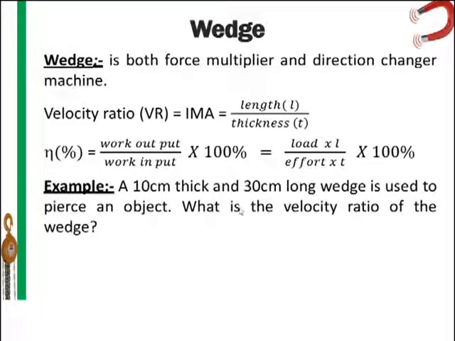So let's have a look at an example. A 10 centimeter thick and 30 centimeter long wedge is used to pierce an object. What is the velocity ratio of the wedge?